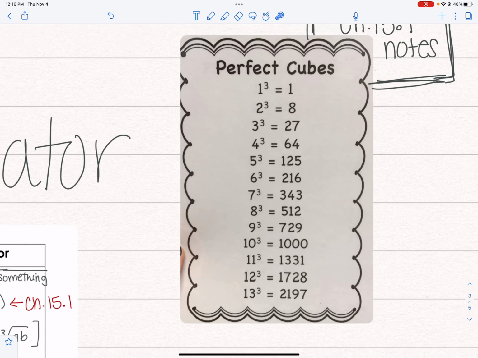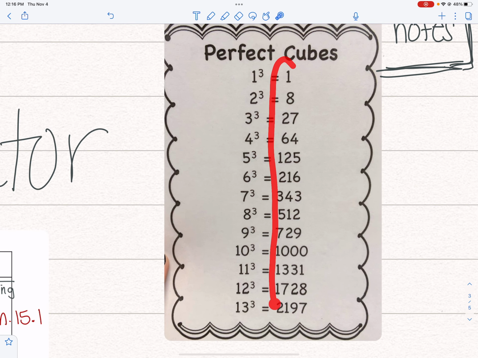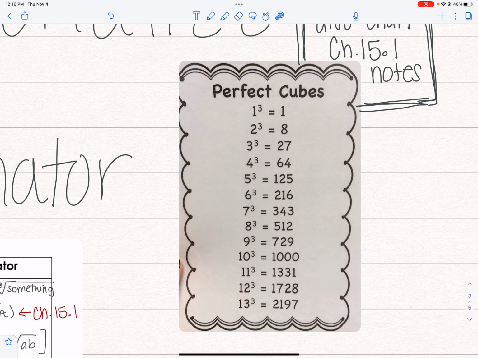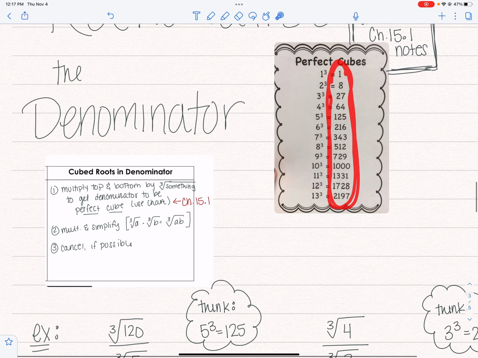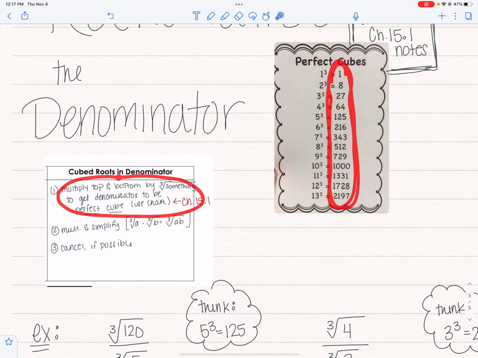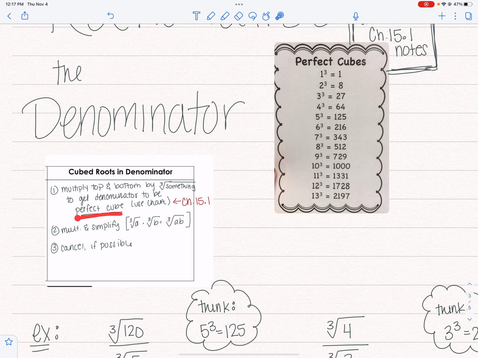So I have this chart, and here are all my perfect cubes. We also made a chart in the 15.1 notes on the very last page, so you can use that chart as well. This was just one that I had in my office. What this says over here is to multiply top and bottom by the cube root of something to make the denominator a perfect cube, so to make the denominator one on that list. And then multiply and simplify, cancel if possible.